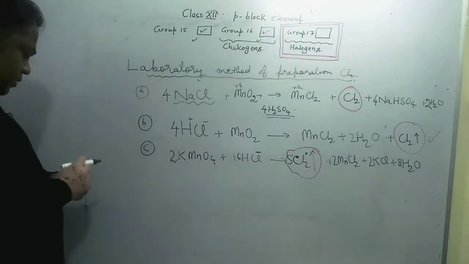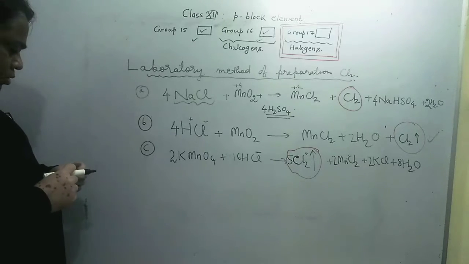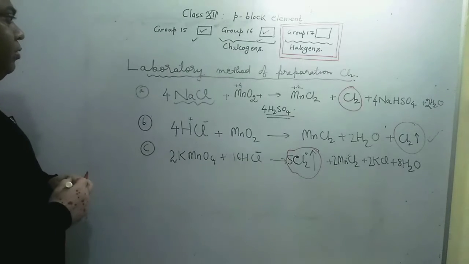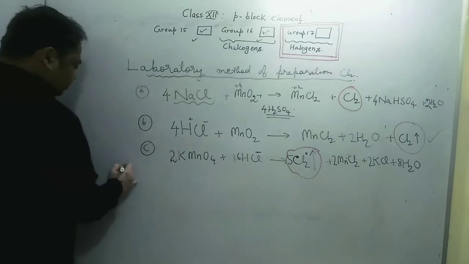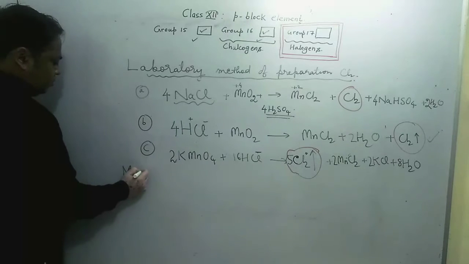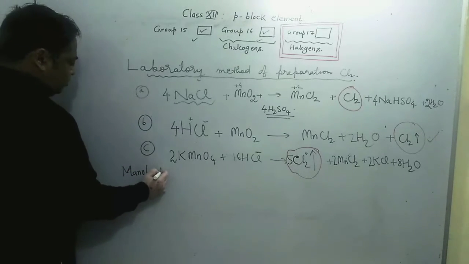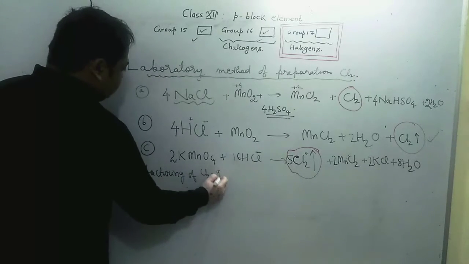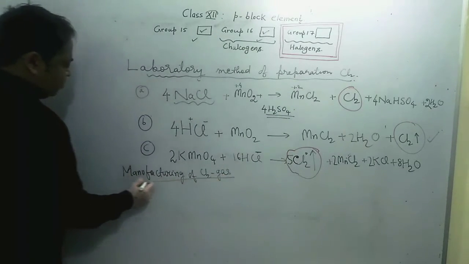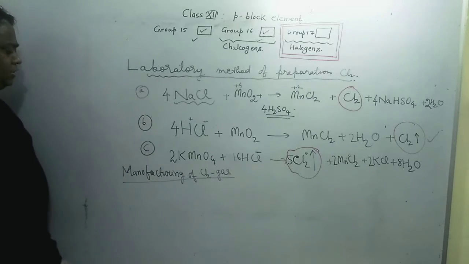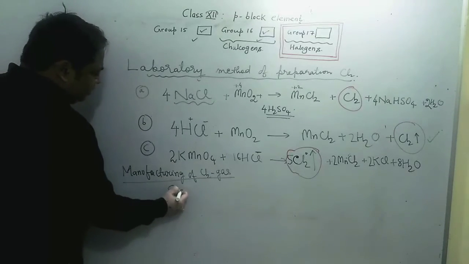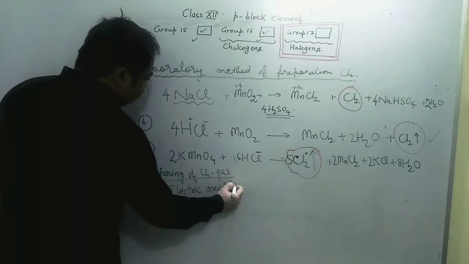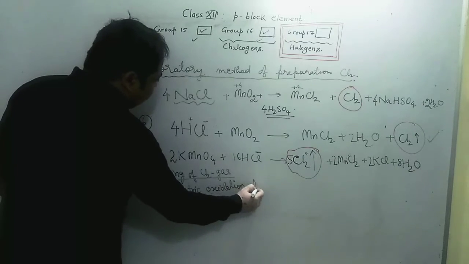So these were the laboratory preparations of chlorine. Next is manufacturing of chlorine. The easiest way is to do the electrolytic oxidation of brine solution.